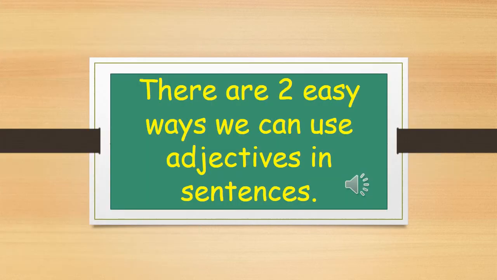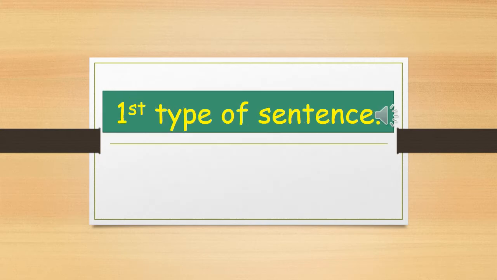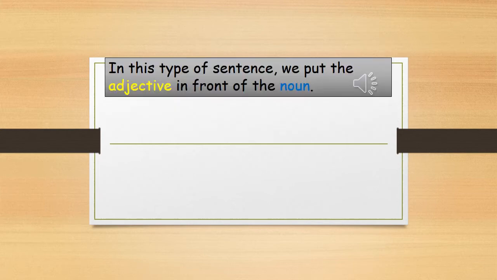So boys and girls, today we'll be learning that there are two easy ways that we can use adjectives in sentences. So let's jump into some examples of using the first type of sentence. In this type of sentence, we put the adjective in front of the noun. So it'll always go adjective-noun in that order.